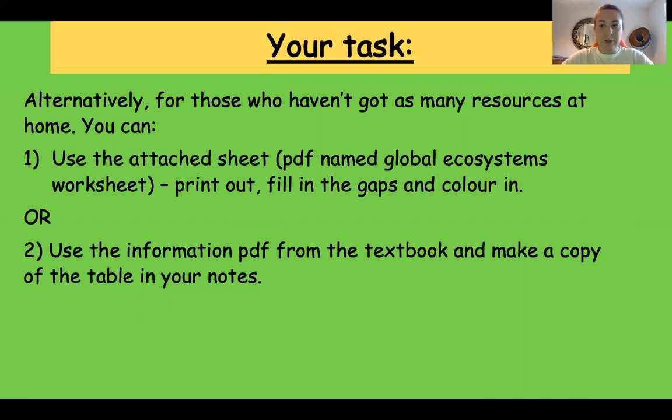If you're still struggling with a printer, or you've not got colours at home, then alternative 2 is to use the information PDF in the textbook. It's put together as a table, and you just make a copy of the table. You won't necessarily have the map, but you can always get one when we come back into school at some point. It's not the end of the world. But if you've got your table with each of the 8 biomes and your information next to it for each one, just like it is from the textbook, and you can condense down that information so you don't have to write it all word for word, then that is fine as well.